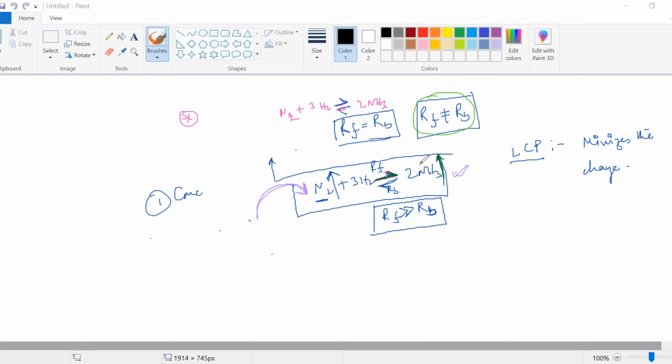What is formed more? The product is formed more now. In the equilibrium mixture, the product will be more, right? So the equilibrium will shift to the product side. Is it clear? Did you guys get it? I'm just asking another question.